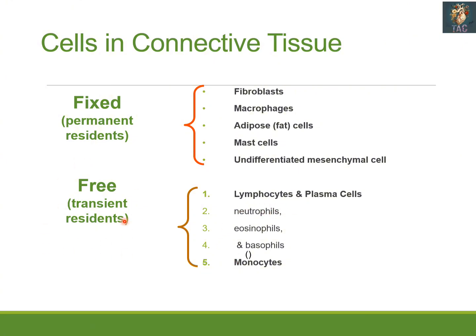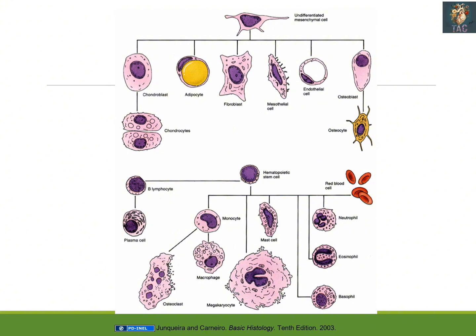That's why they are called the transient residents. So these are the lymphocytes and the plasma cells, the neutrophils, eosinophils, basophils, and the monocytes. These are the differentiated cells. The first is the undifferentiated mesenchymal cells, which are present in the connective tissue. It is the permanent resident.